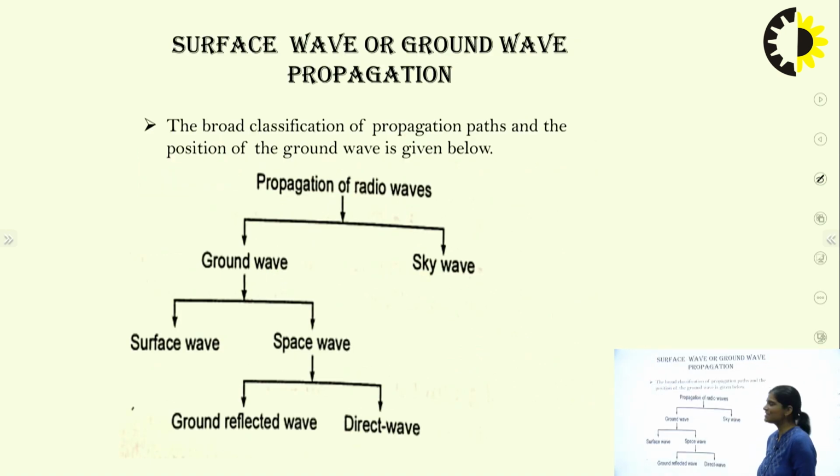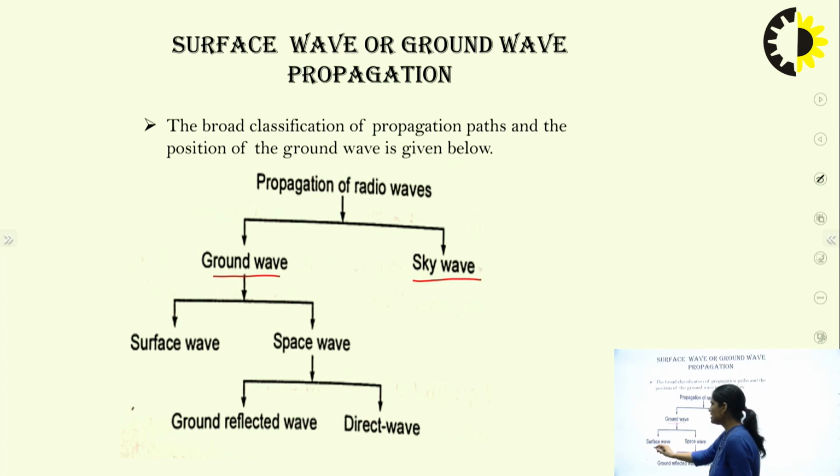Now surface wave or ground wave propagation. So this is the classification of propagation of radio waves. This is your ground wave, sky wave, and ground wave is also classified into two types, surface wave and space wave. Now space wave is also classified into ground reflected wave and direct wave. So this is the classification of propagation of radio waves.